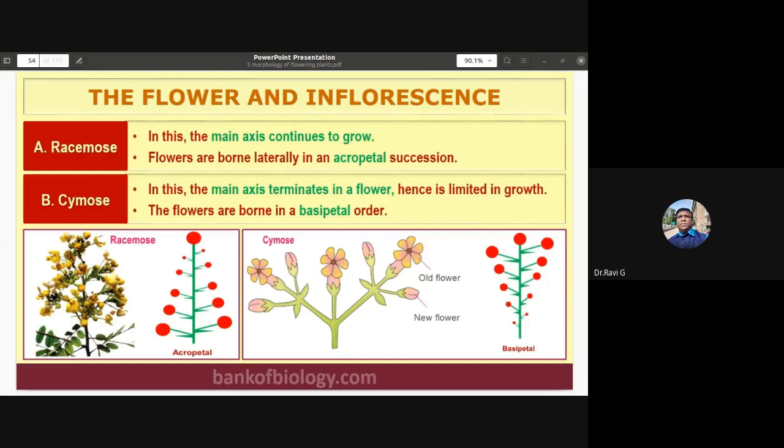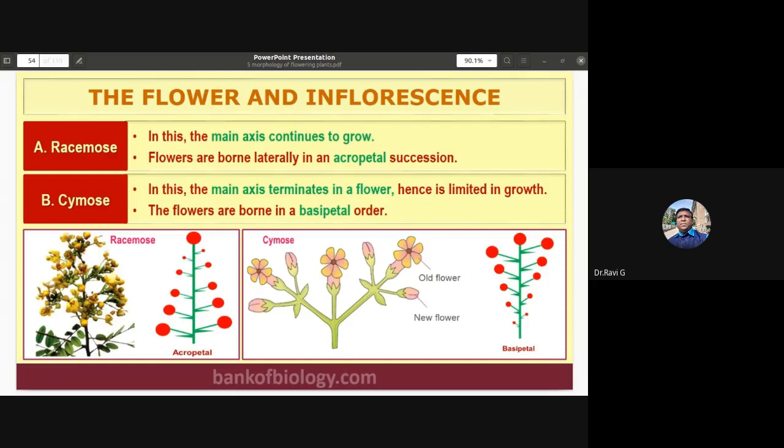So in this racemose inflorescence, the main axis, see whenever I'm talking about main axis, I'm talking of inflorescence axis. So it continues to grow. See, in racemose inflorescence, the main axis continues to grow. They don't end up with a flower. And in racemose inflorescence, one more important feature that you can notice is they have acropetal succession of flowers.